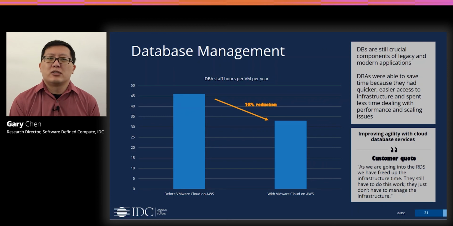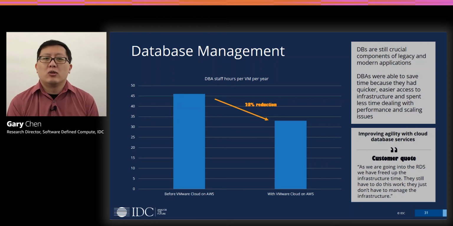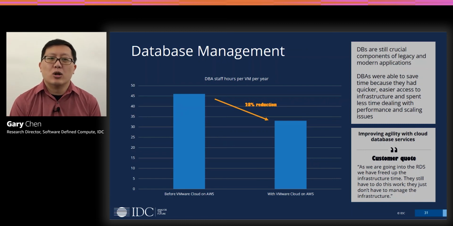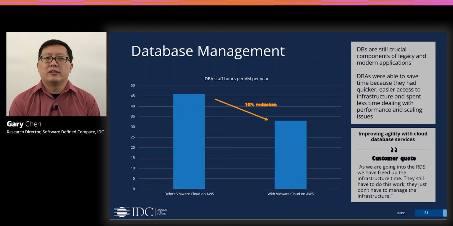And we found that customers are using databases on VMware Cloud and AWS in two different ways. So one, customers are migrating their own on-premises databases over to VMC and then managing them as they usually do. And the other way is using a database as a service from the cloud, like one customer quoted here did with Amazon RDS, which offloads more of the database infrastructure work to the cloud provider.